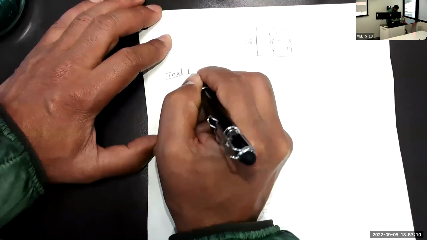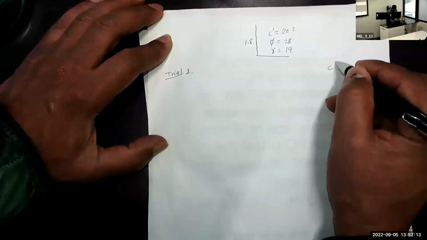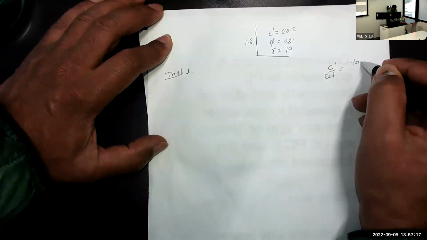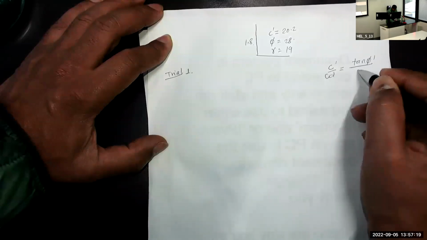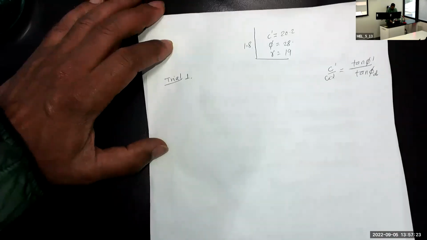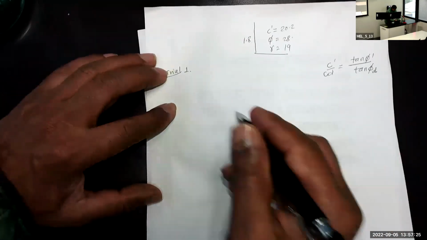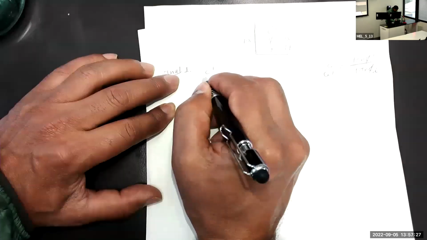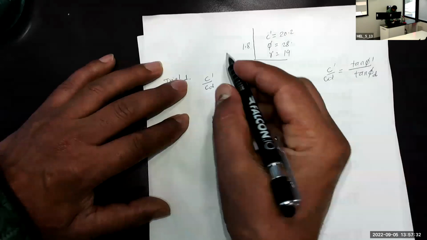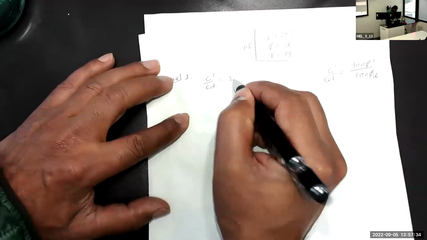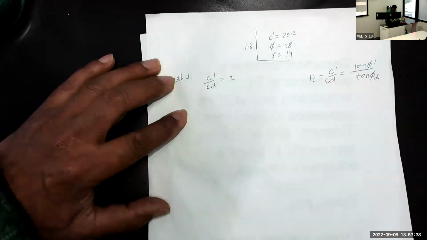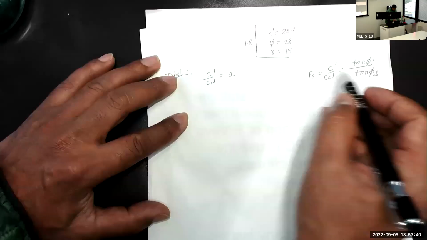Trial 1. Remember C dash divided by CD equals what? Tan phi dash divided by tan phi d, the developed one, and then the original shear strength. C dash over CD equals the first factor of safety, 1. We assume 1 because that's the factor of safety here. Can you calculate phi d now?